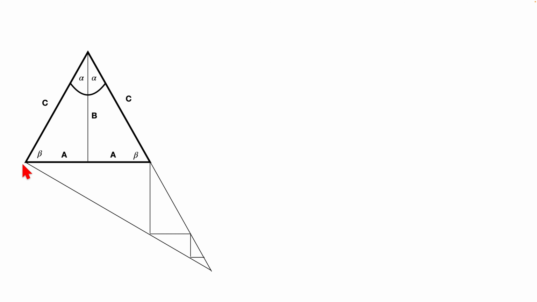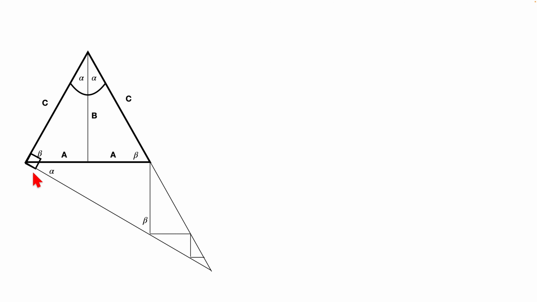I have extended this line down here, and I have introduced this line at an angle of alpha. Now we know that alpha plus beta equals 90 because the other angle in the triangle is a right angle, which obviously has 90 degrees. So alpha plus beta equals 90, and if this is alpha plus beta, then that is a right angle, which means that this whole thing is a right angle triangle.